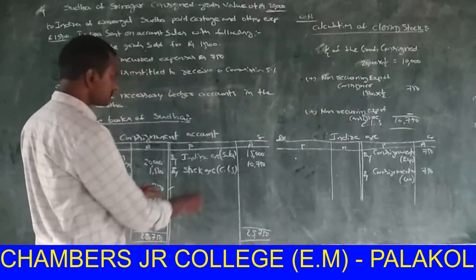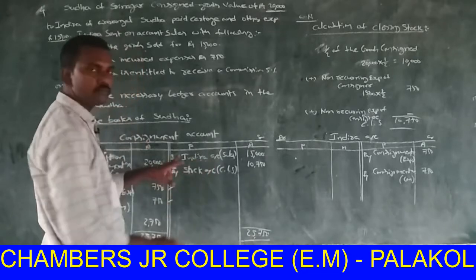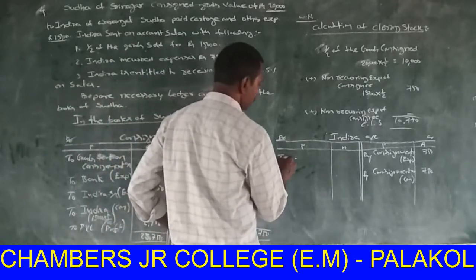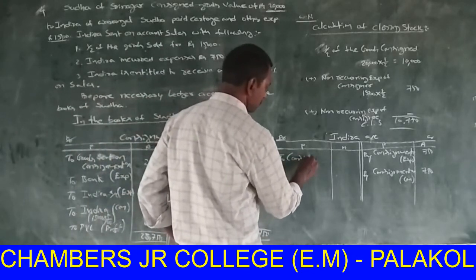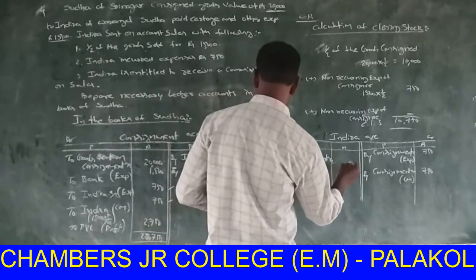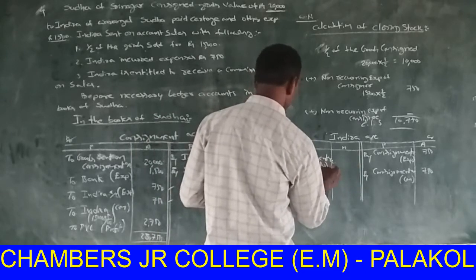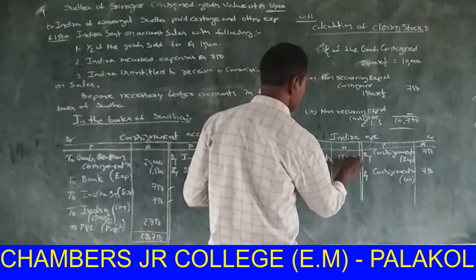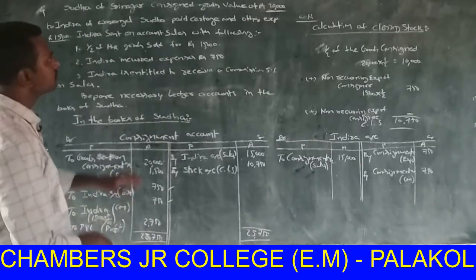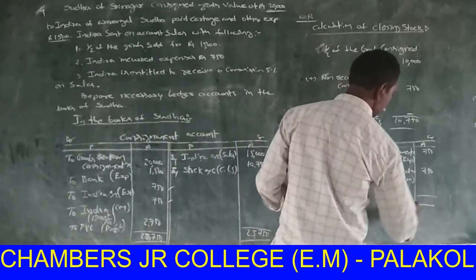Here, look: Indira appears on the credit side of the consignment account. Now it is transferred to the debit side of Indira account, to consignment account (sales), rupees 15,000. Here there is no advance.